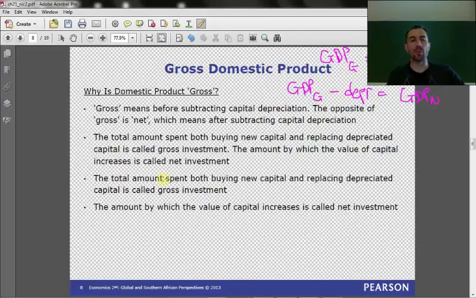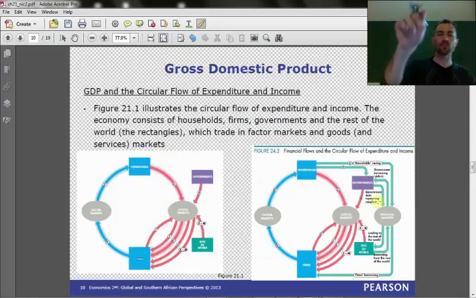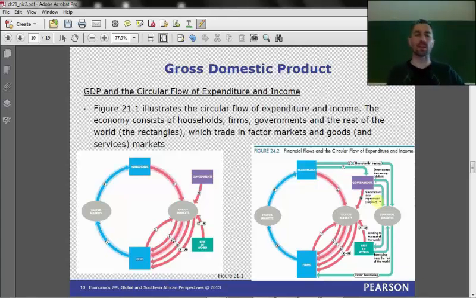Okay, so the total amount spent both buying new capital and replacing depreciated capital is called gross investment. The amount by which the value of capital increases is called net investment, right? So we've seen that as a diagram. Now that we understand what we mean by gross domestic product, let's look at the different components of gross domestic product.